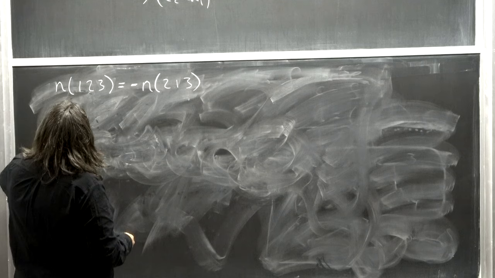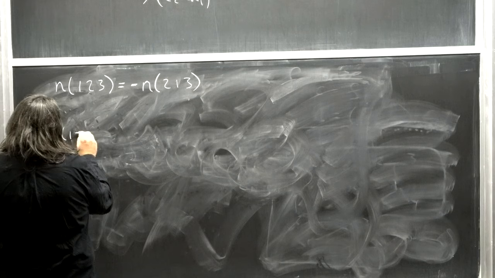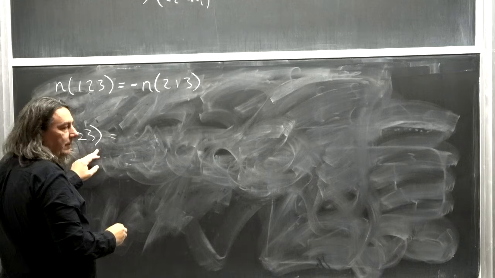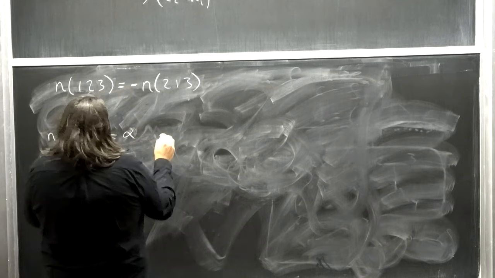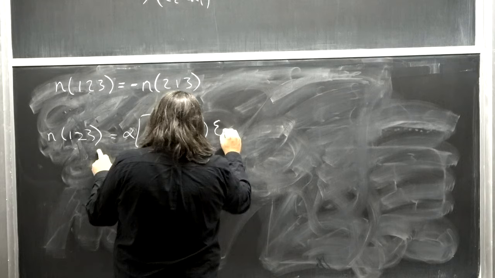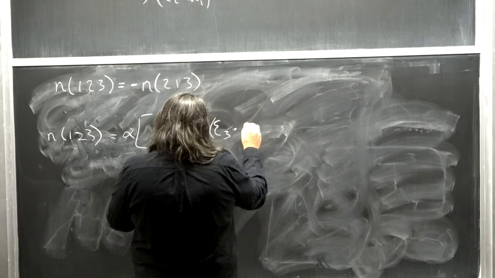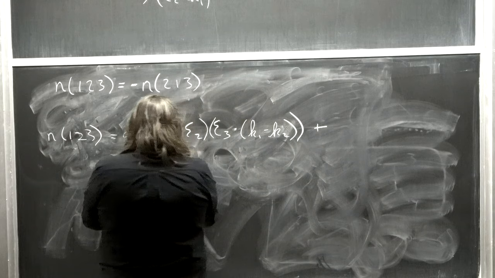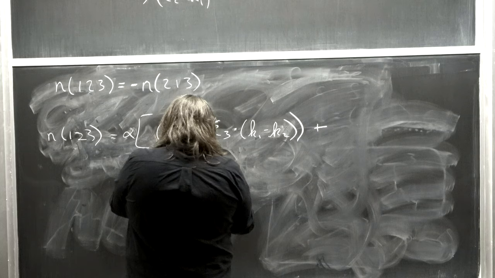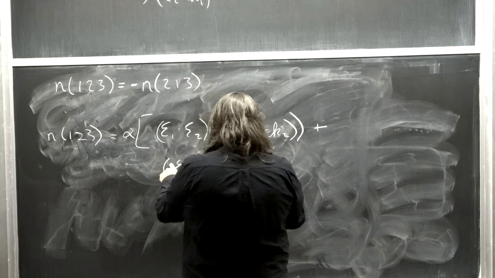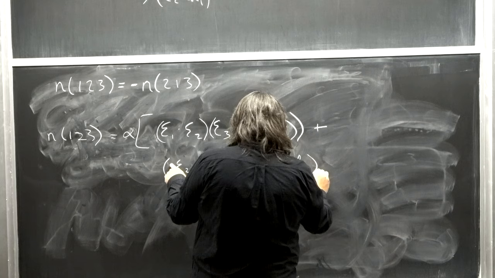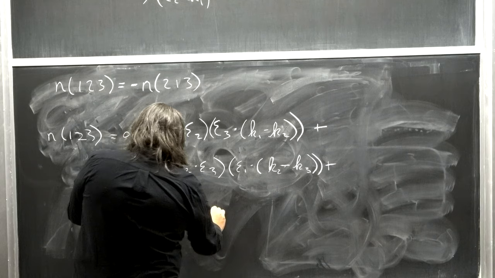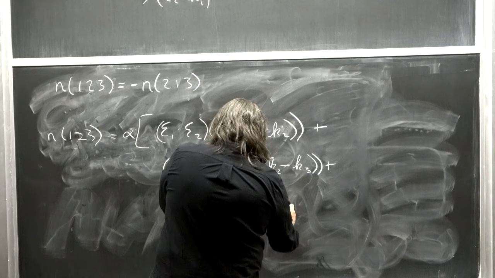And write down, so let's just make the anti-symmetry manifest because we know that's what we're doing. I'll pull out my overall coupling in front and I'll say epsilon 1 dot epsilon 2, epsilon 3 dot, let's say K1 minus K2. Which is the same thing as we discussed earlier. Epsilon 2 dot epsilon 3, epsilon 1 dot K2 minus K3. Epsilon 3 dot epsilon 1, epsilon 2 dot K3 minus K1.